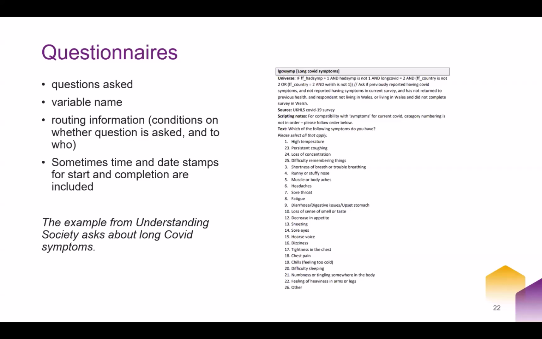Now, routing refers to the conditions that determine whether a question is asked and to whom it is presented, and that type of information. Some questionnaires include timestamps indicating when a respondent began and completed the survey. For example, here, I don't know if you can read much, it's too small, but this is a screenshot from the questions from Understanding Society.